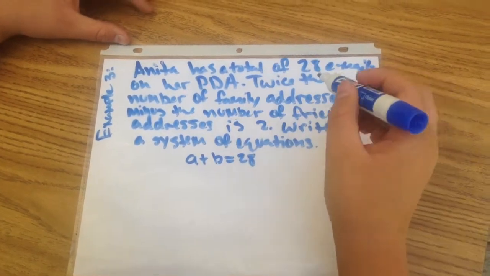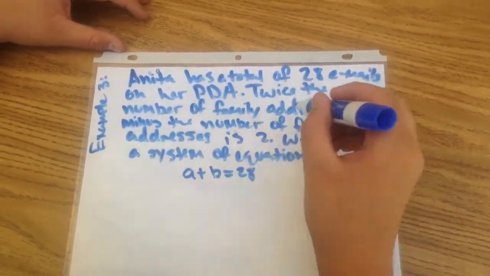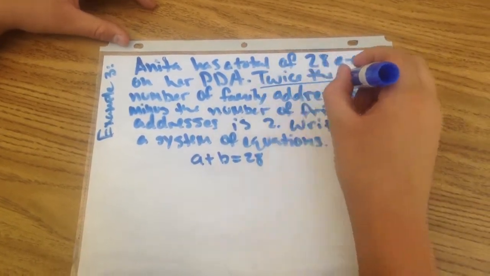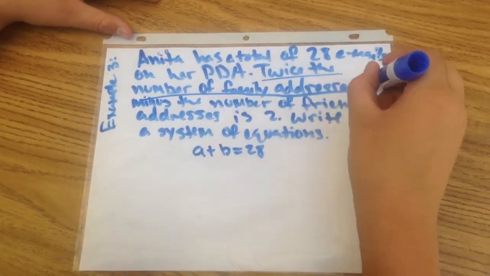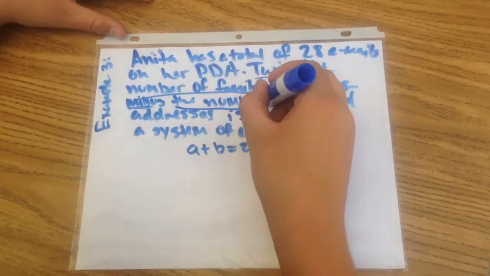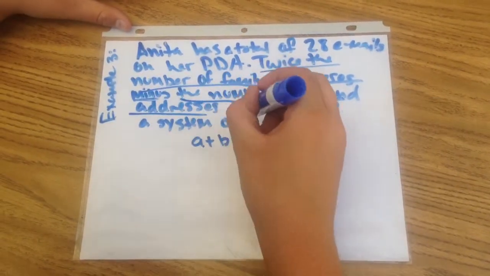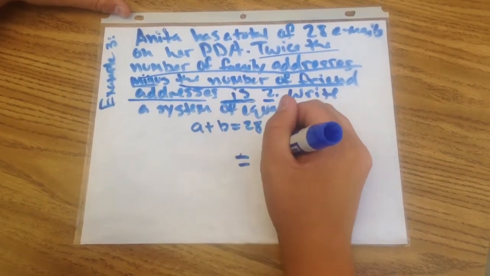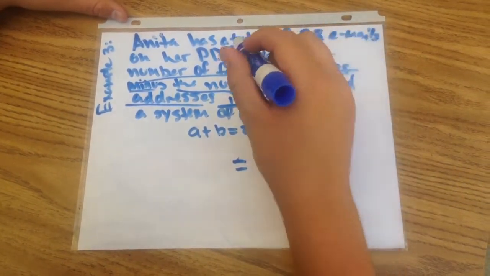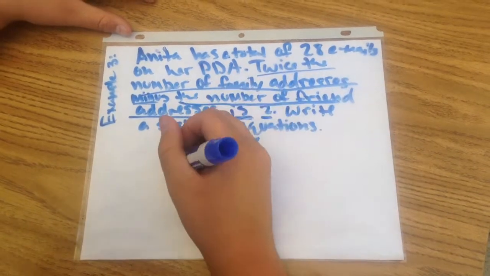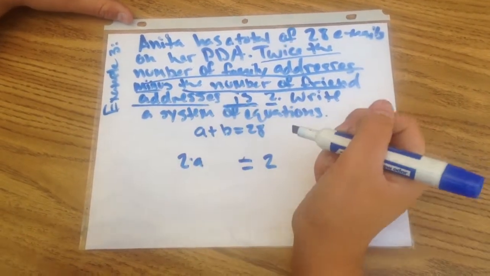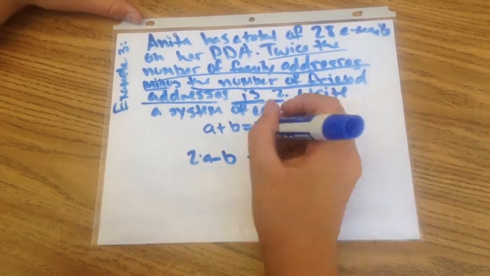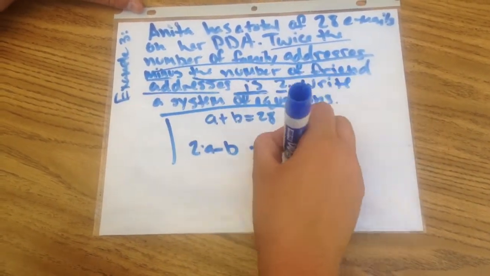Next, you're going to use the words they give you to make a verbal or an algebraic equation. So twice the number of family addresses minus the number of friend addresses is 2. So is going to be equals 2, so we know it equals 2, and twice the number of family addresses, so 2 times a, minus the number of friend addresses, b. So this is your system of equations.